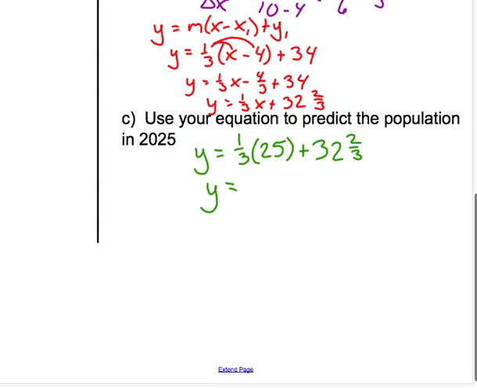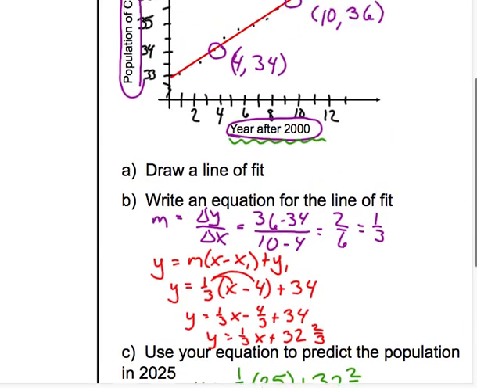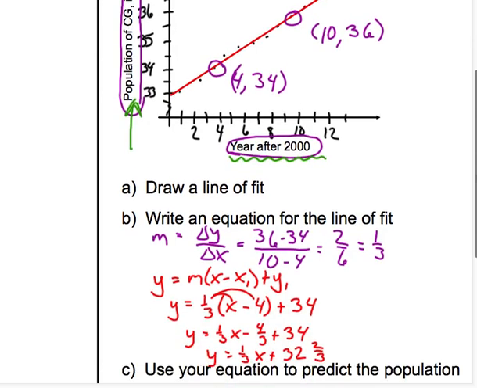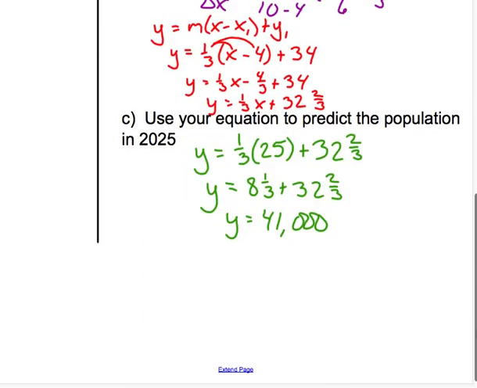A third of 25 is 8 and 1/3. And 8 plus 32 is 40. 1/3 plus 2/3 is 1. So we have 41, because when we look at our scatter plot, the y-axis was population in thousands. So we can add that 1,000 onto our answer. And of course, we always label our answer, 41,000 people.